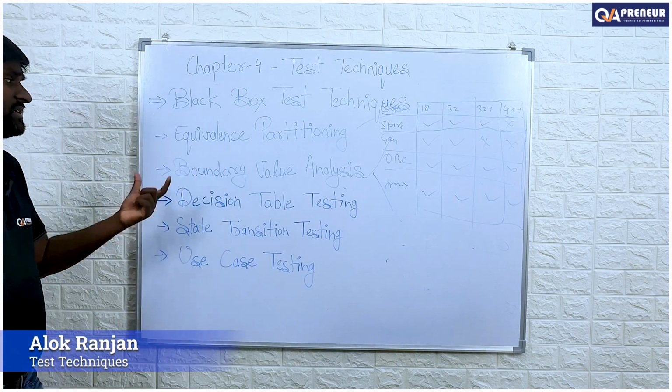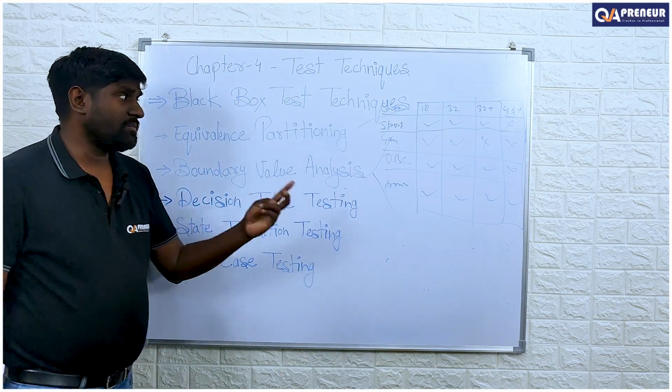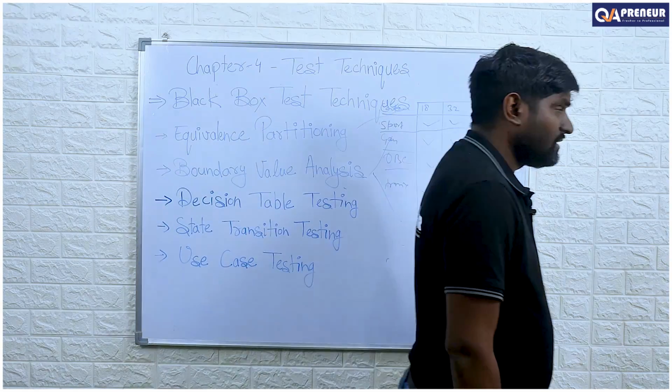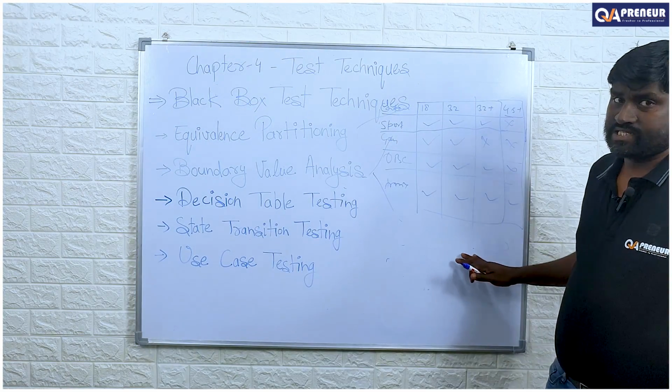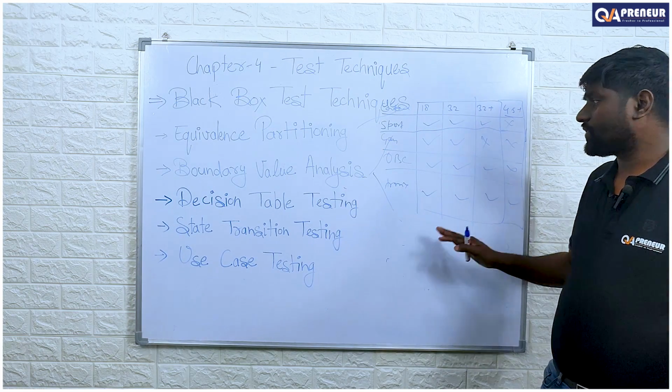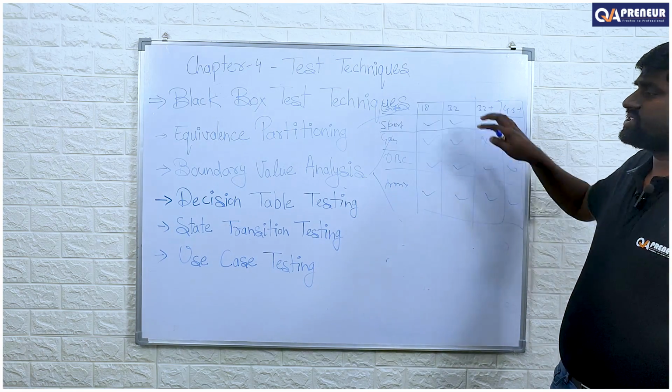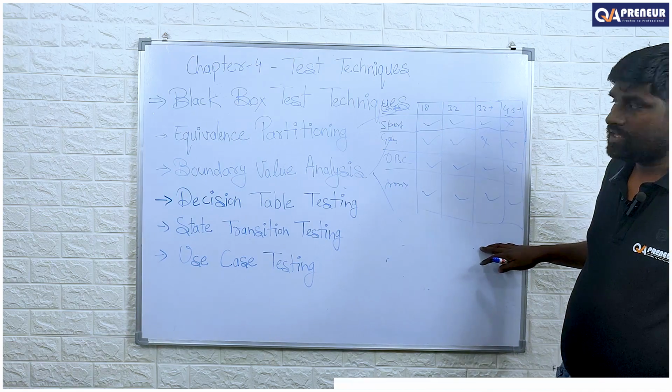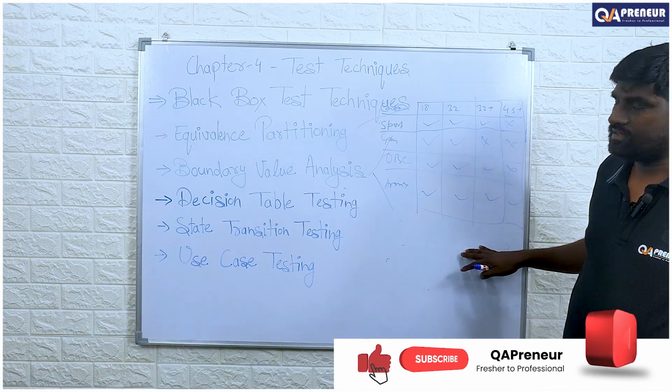So these are the decision tables. On the basis of certain criteria, you need to take the decisions. If you have to test such functionality, you build a decision table for testing. This is what we understand as a decision table.